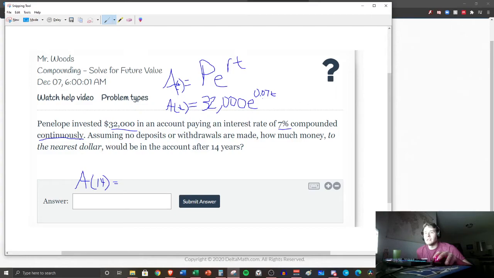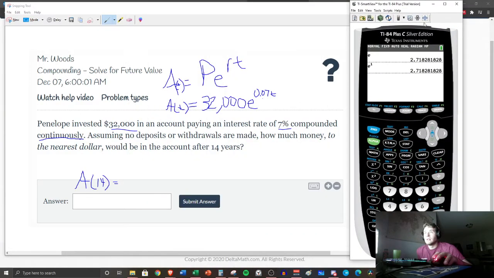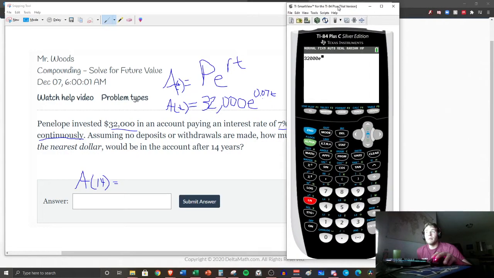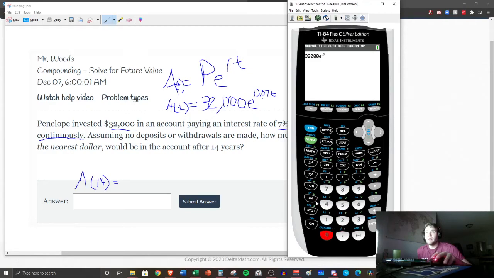So I'll use the 80 series for this. Clear that. On the 80 series, just to type this in, I'm going to do 32,000. I'm going to press second LN to get E, and I'm going to raise it to the 0.07 times, hit the multiplication symbol, 14. So that gets me $85,262.